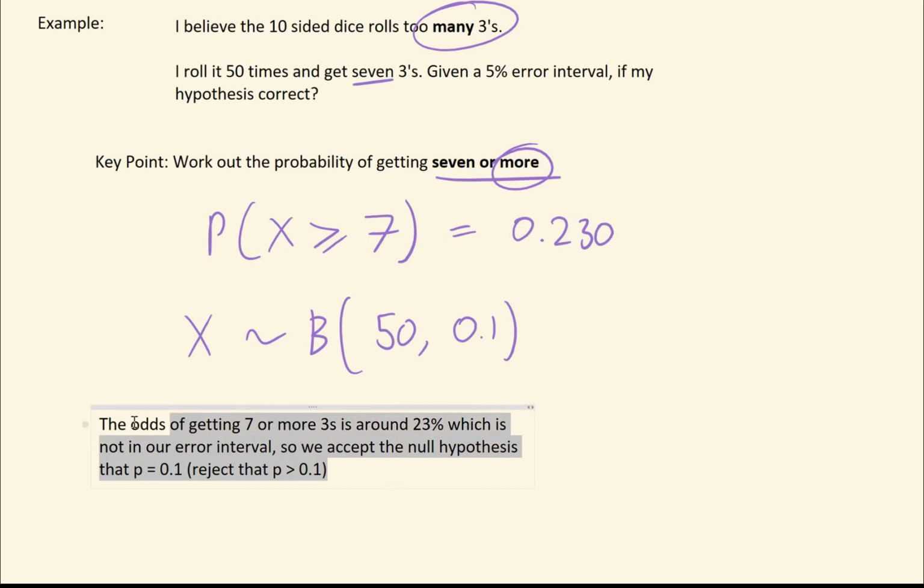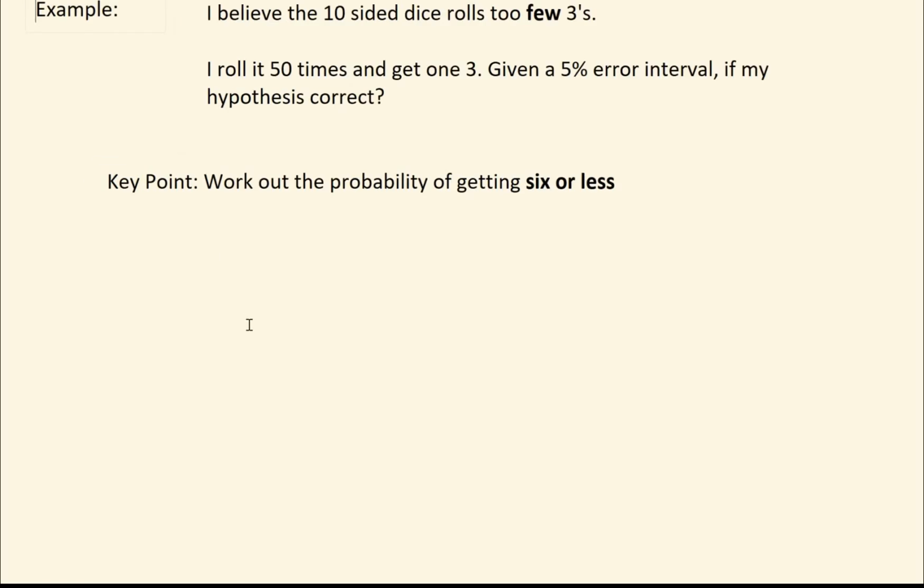Again, remember, every single question you should finish with this kind of sentence. I know it's a tiny bit boring, but it's what you're going to expect to see, and it's worth it to get that mark. Let's see the other side of the question. So here, the exact same setup, the exact same dice, exact same rolls. But here I'm suggesting that I'm getting too few threes now. I'm not getting enough. Okay? I've done my test, and I got 1 3 out of 50 rolls.